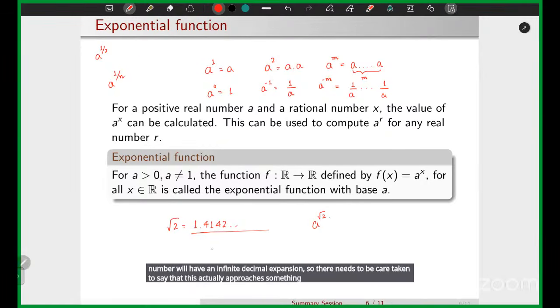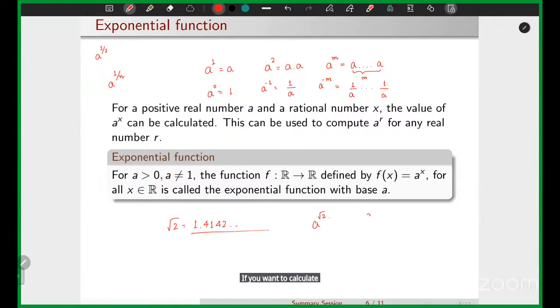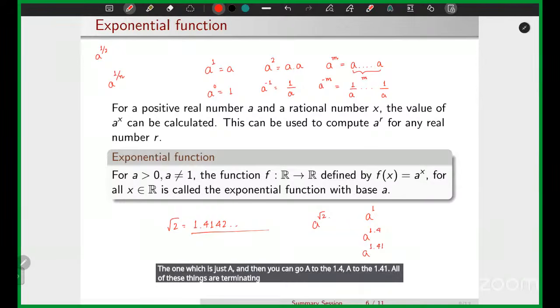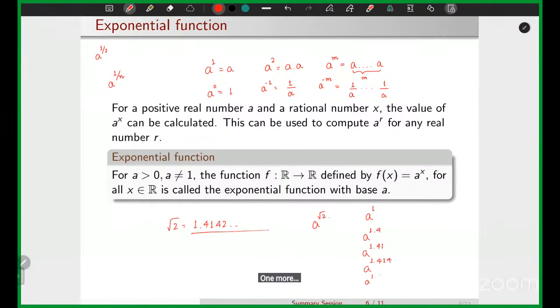If you want to calculate a to the root 2, we'll do a to the 1, and then a to the 1.4, a to the 1.41. All of these are terminating, so they are rational numbers, and you know how to deal with rational numbers. So we keep increasing: 1.414, 1.4142, and so on.